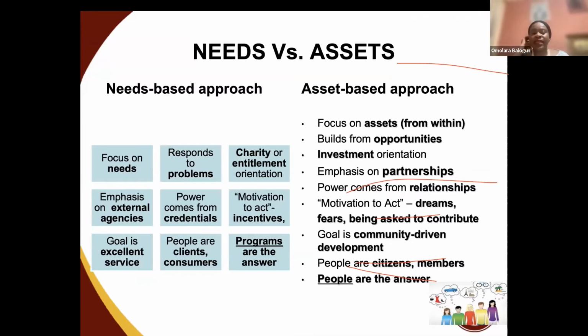So the needs-based approach focuses purely on needs. It's a response to problems, and it emphasizes external support. We need to write to the donor. We need to write concept notes. We need to meet this donor. It's always neglecting the within and focusing on the without. It's always about our solution being external, so we need to go out to bring this solution. It's not internal.